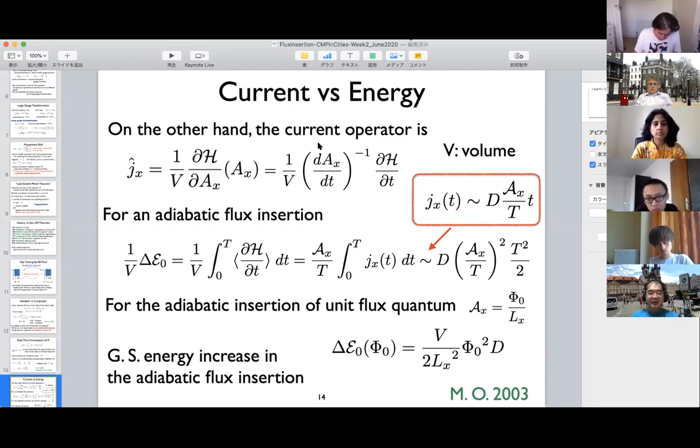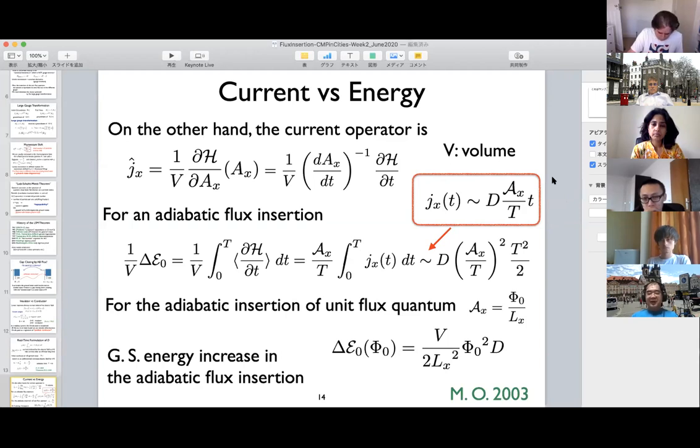But because of this relation, this dH/dt can be written in terms of current times this dA/dt, but dA/dt is given by this final state vector potential over the length of the process, time length of the process T, so Ax over T. And then I have Jx, so I just integrate Jx from 0 to T.